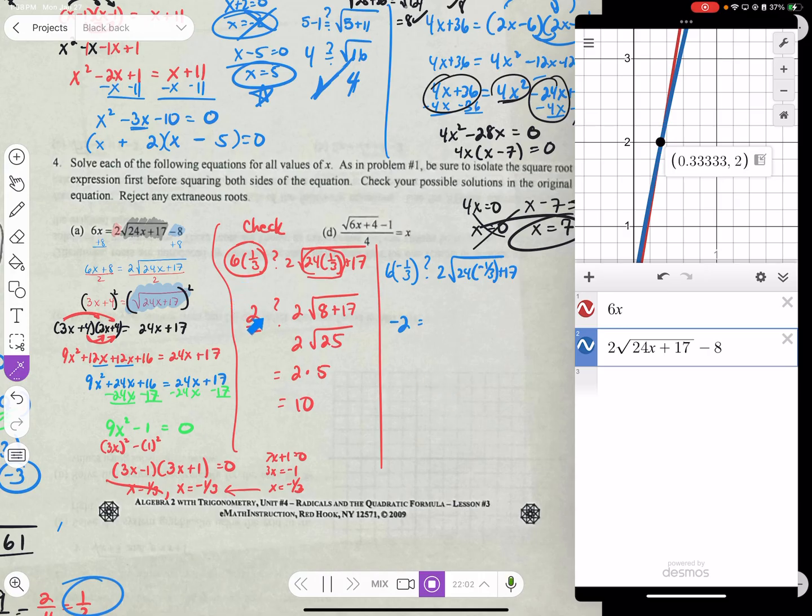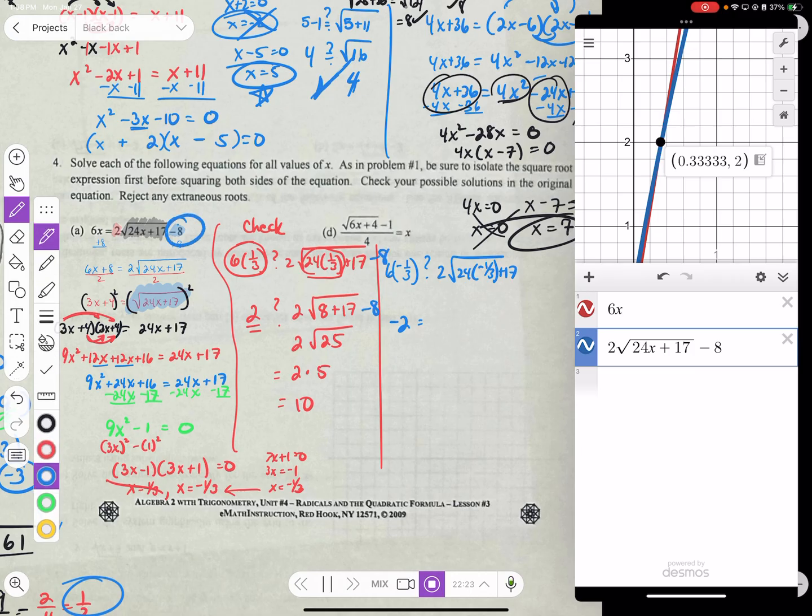In other words, at 1/3, both the blue and the red one give me a 2 out. So 1/3 of 6 is 2. My 1/3 up here must have been scooped up. It's 2. 24 times 1/3 is 8. Oh, 8 plus 17. I forgot my minus 8 on it. Minus 8. I forgot this part. 10 minus 8 is 2. It does check. So 1/3 checked, but the negative 1/3 is not going to.